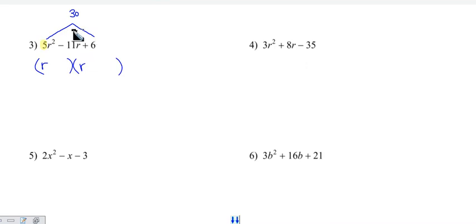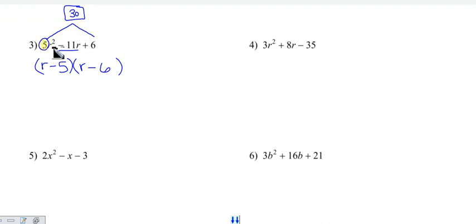I'm looking for 2 numbers that multiply to positive 30 that will add to negative 11. Now, just like before, if they multiply to a positive, I know they have the same sign. These are both going to be negative. Can you think of 2 numbers that multiply to 30 that add to 11? 5 and 6.